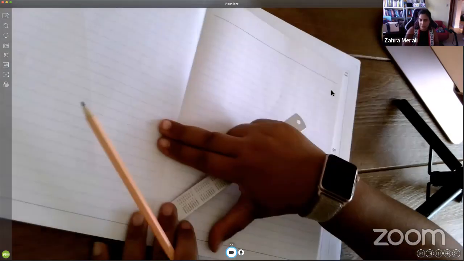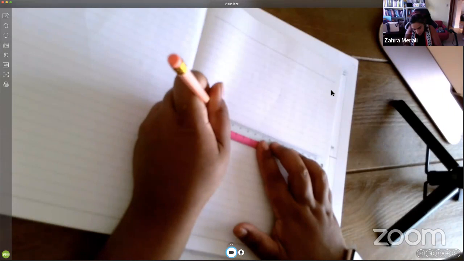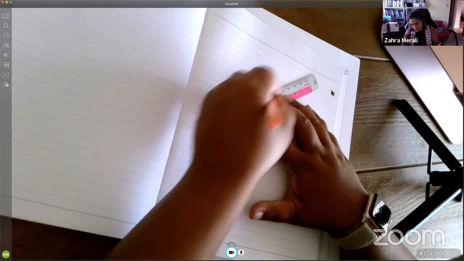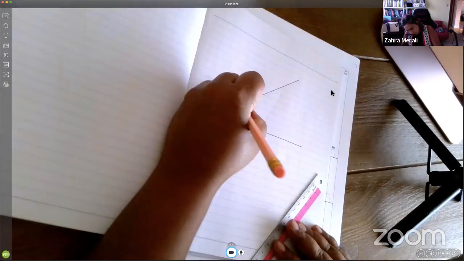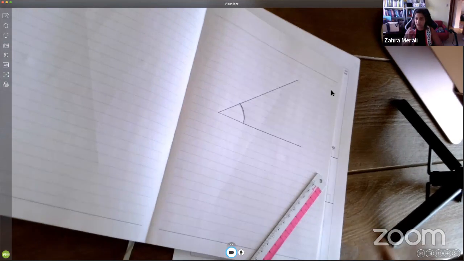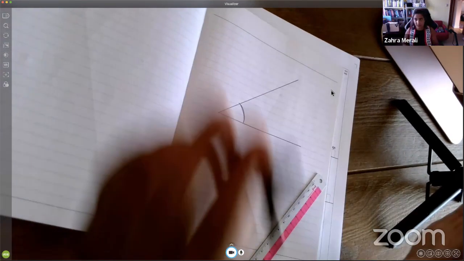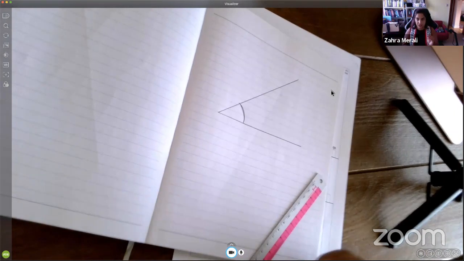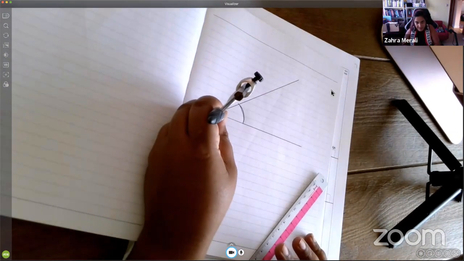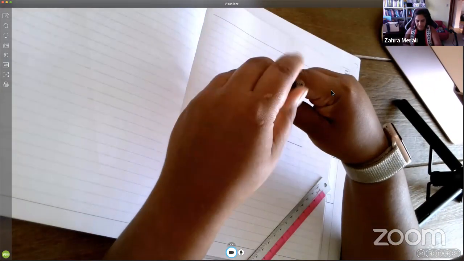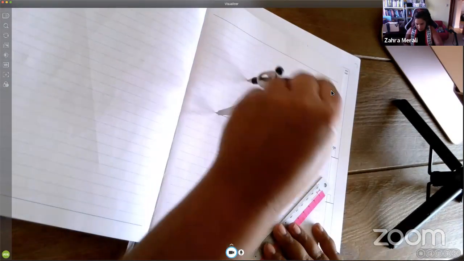Now what we're going to do is we're going to bisect an angle. So let's just draw an angle. So let's say we've drawn a random shape here, and we've got this angle here. And what we want to do is split this angle exactly in half, just using our compass. So we're not measuring anything, we're using our compass to do this. So we take the compass, we put the end on there, on the tip of the angle, and we draw an arc.